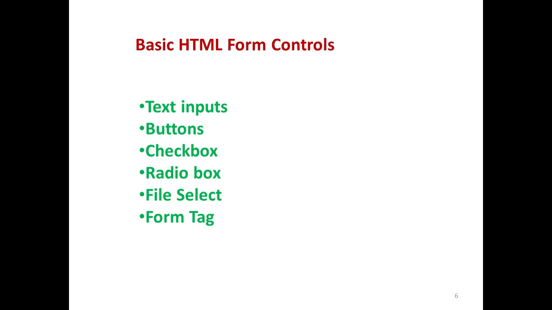Okay, the basic HTML form controls are simply six: text input, button, checkbox, radio button, file select, form tag. Text input is very simple, you enter your name. Button, an OK button. Checkbox, a tick box. Radio button, a round button. File object, and form tag.